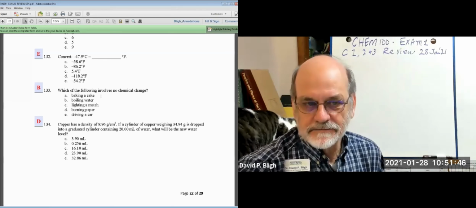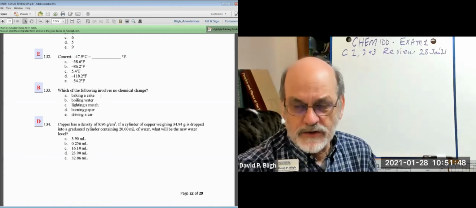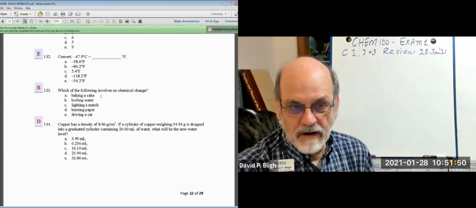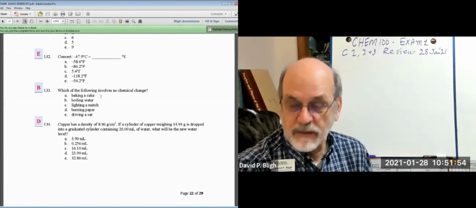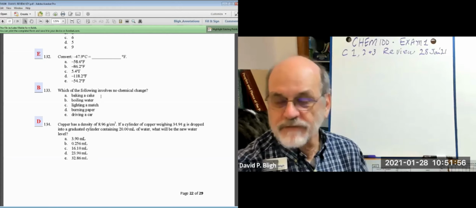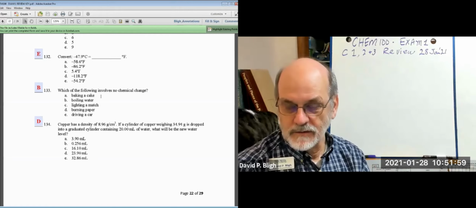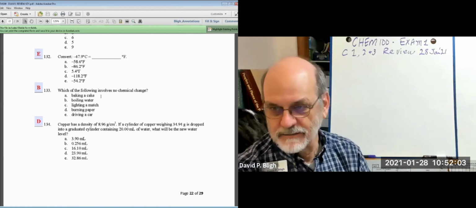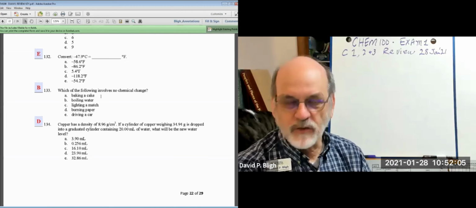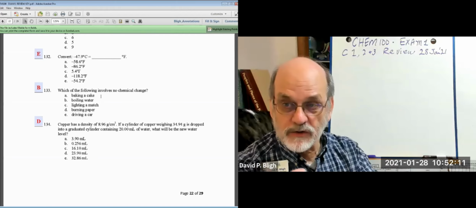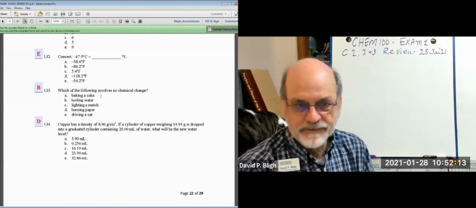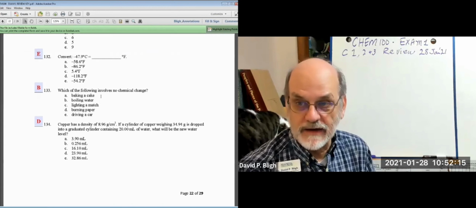Baking a cake, that's definitely a chemical change, right? Because most cakes have what in them? Baking soda, baking powder, which converts to gas when you heat it up, and that's what makes the cake fluffy, makes it rise. That's what makes quick bread rise, like biscuits will rise because of baking powder, and it undergoes a chemical change to produce a gas. In fact, the gas is carbon dioxide.